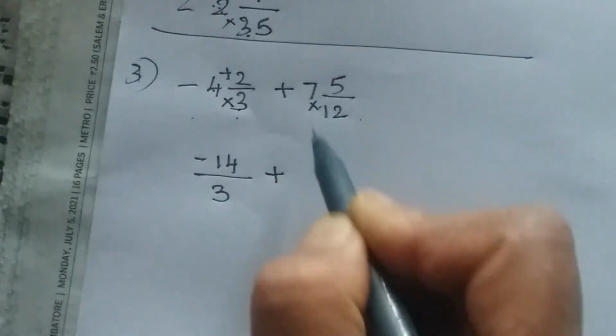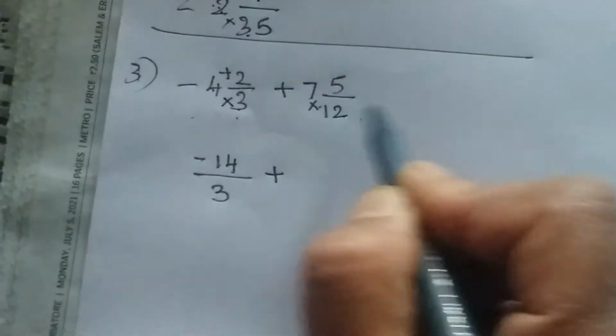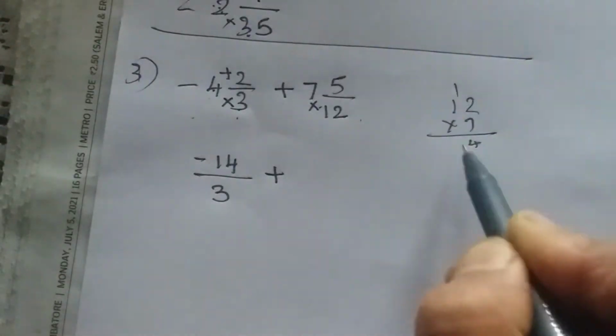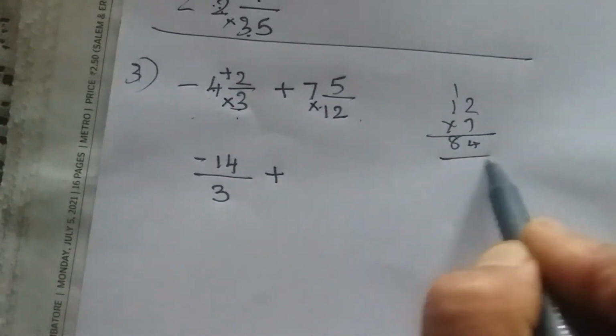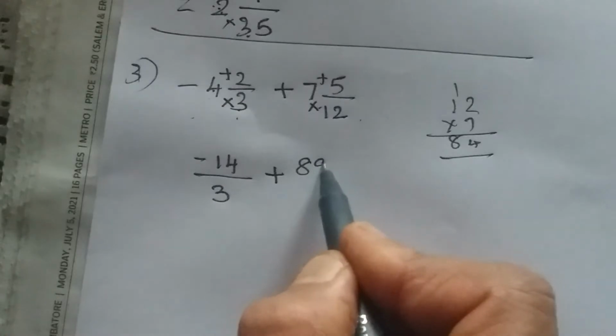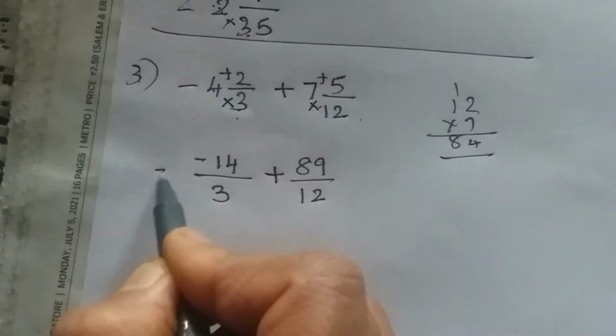Plus 12 into 7. 12 7s are 84. Otherwise multiply like this. 12 7s: 7 2s are 14, carry 1. 7 1s are 7, 7 plus 1 is 8. 84 plus 5 is 89 by 12. Okay. Now we have converted into improper fractions.